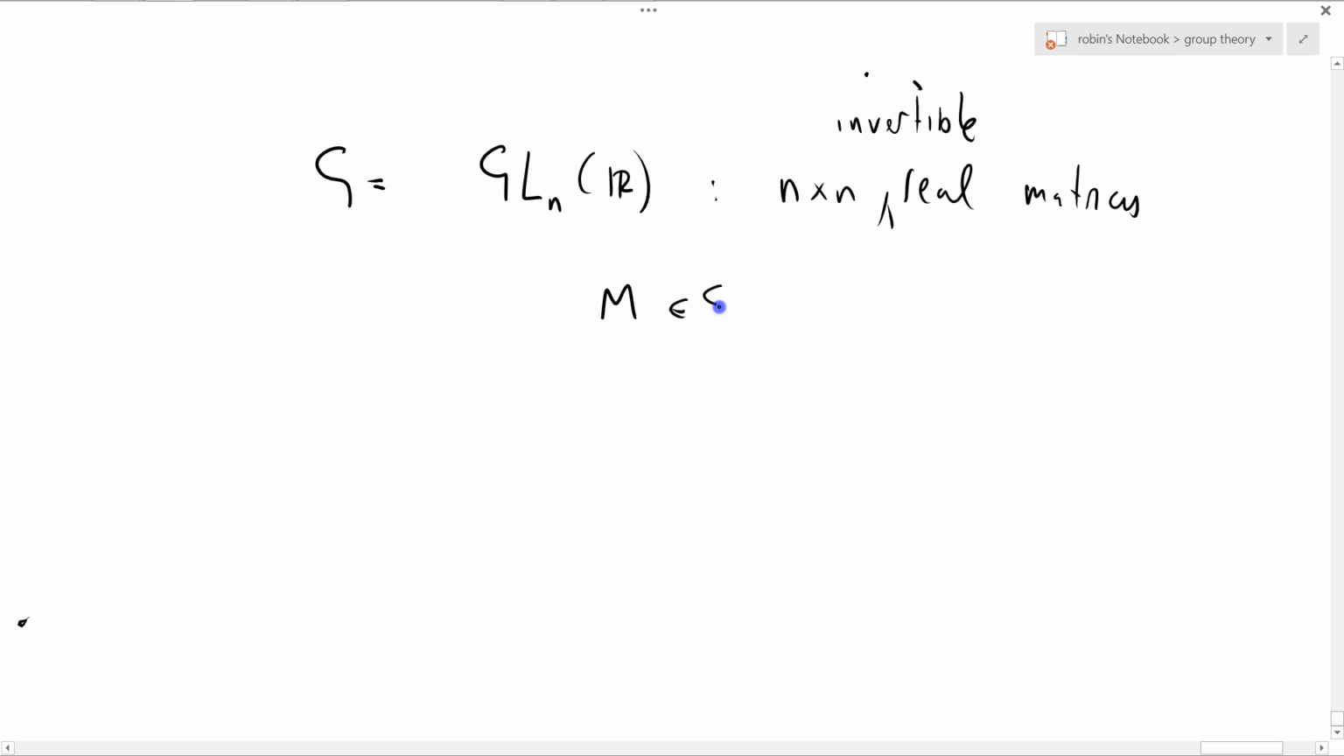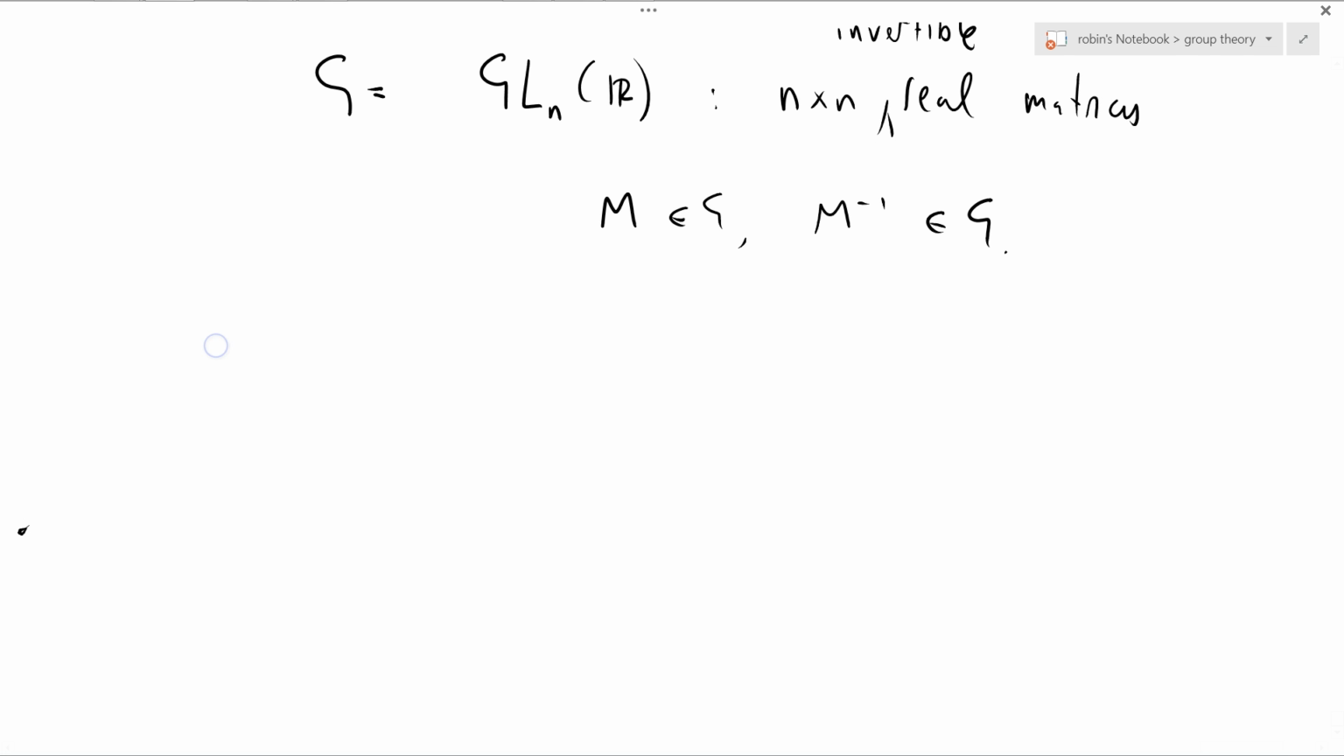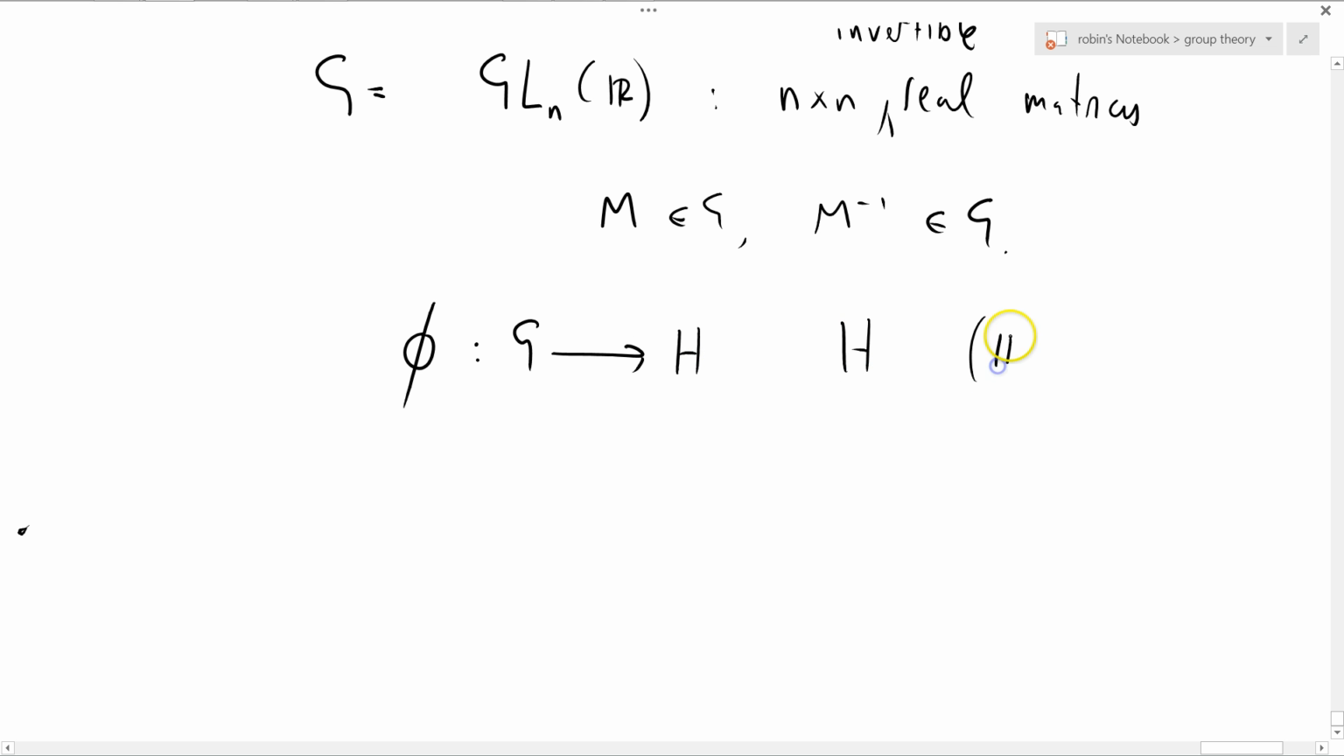If M is a member of G, then M to the minus 1 is a member of G as well, just regular matrix inversion. And we've seen a few times now that matrix multiplication, at least for non-zero determinant matrices, is a nice little group. I'm going to consider the homomorphism phi, which maps G to H, where H is just the group of real numbers under multiplication, where phi of a matrix M equals the determinant of that matrix, det M.